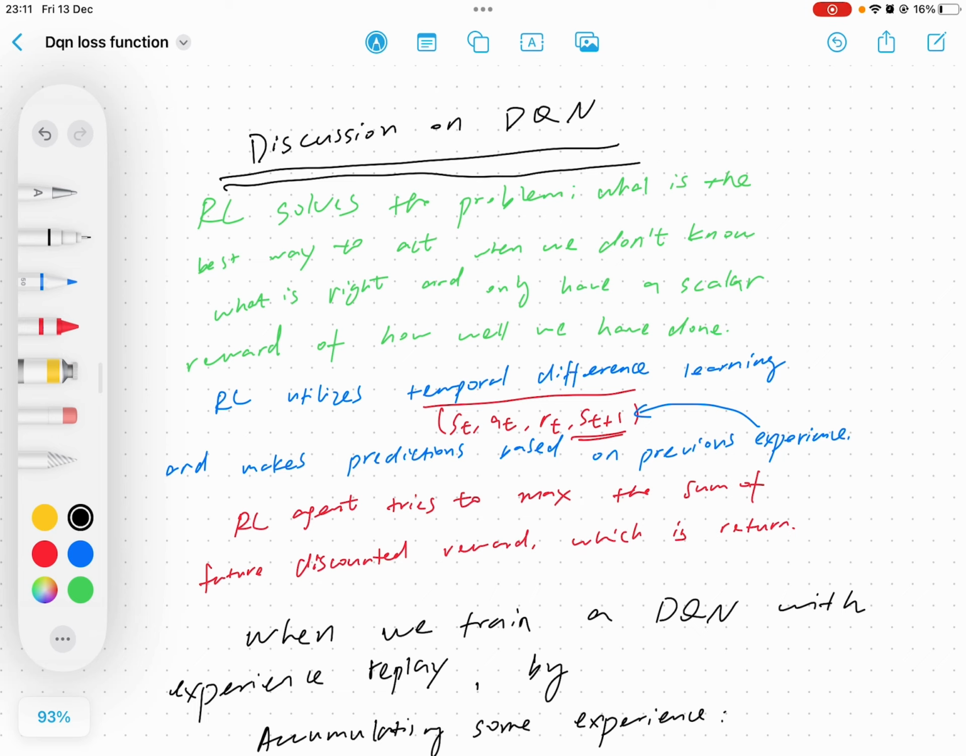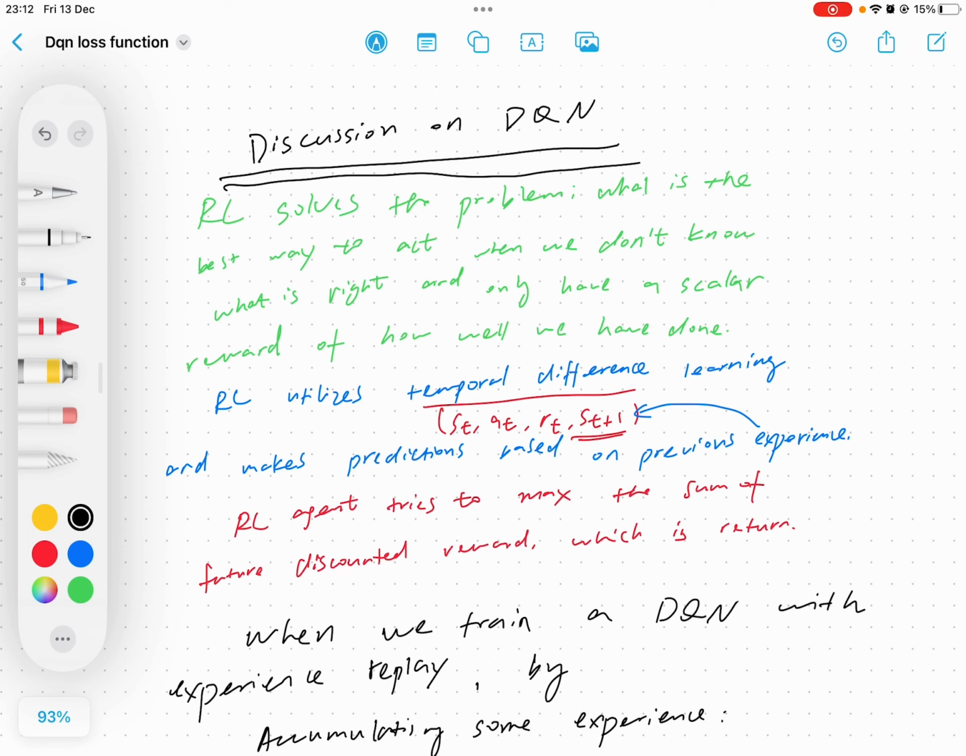Okay. So let's take a step back, and we know that reinforcement learning algorithms essentially solve the problem of what is the best way to act if an agent doesn't know what is correct, and the agent only has a scalar reward of how well it has done so far, right? So this green paragraph here essentially states the basic problem in reinforcement learning, right?